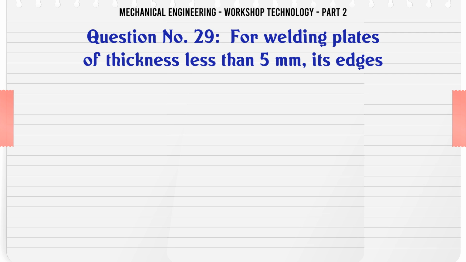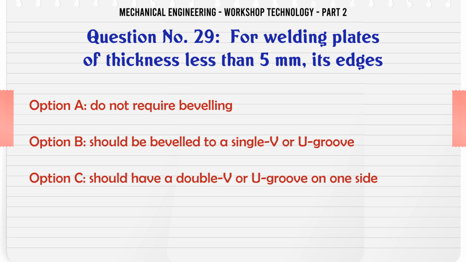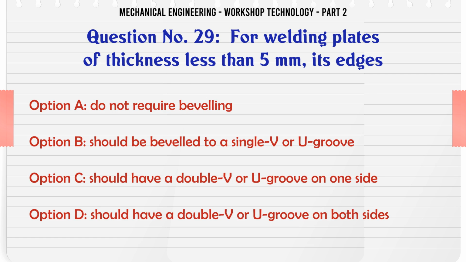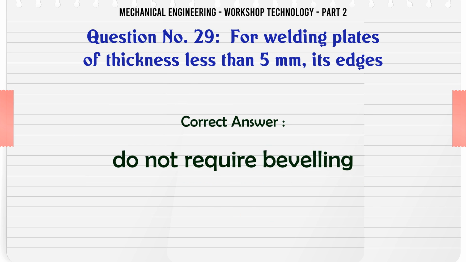For welding plates of thickness less than 5 mm, its edges: A. do not require beveling, B. should be beveled to a single V or U groove, C. should have a double V or U groove on one side, D. should have a double V or U groove on both sides. The correct answer is do not require beveling.